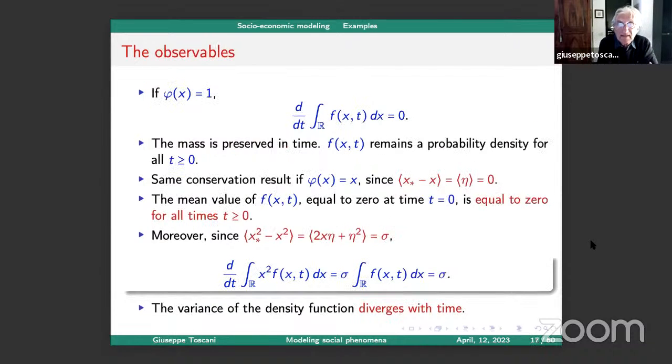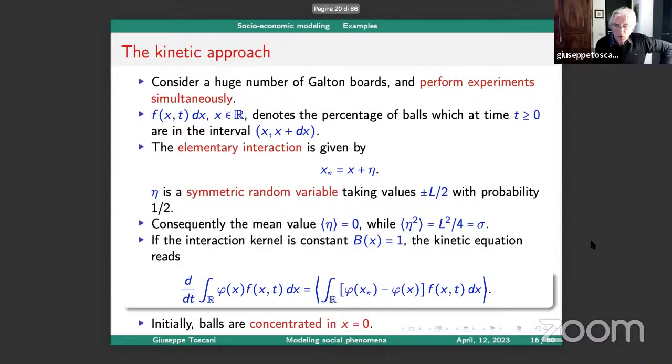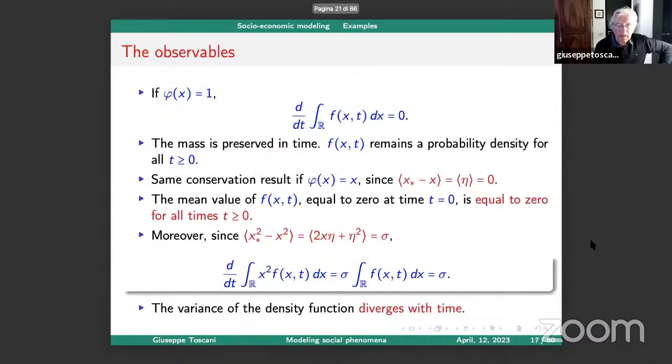And then I check the main observables that I can obtain from this equation. If I take phi of x equal to 1, then immediately phi of x star minus phi of x is 1 minus 1, so it's 0. So the mass is preserved in time. And so if I start with a probability density, then I remain with a probability density for all subsequent times. And I simply get conservation of the mean if I take the observable equal to x, since the mean of x star minus x is equal to the mean of eta, and this is equal to 0. And so the mean is preserved.